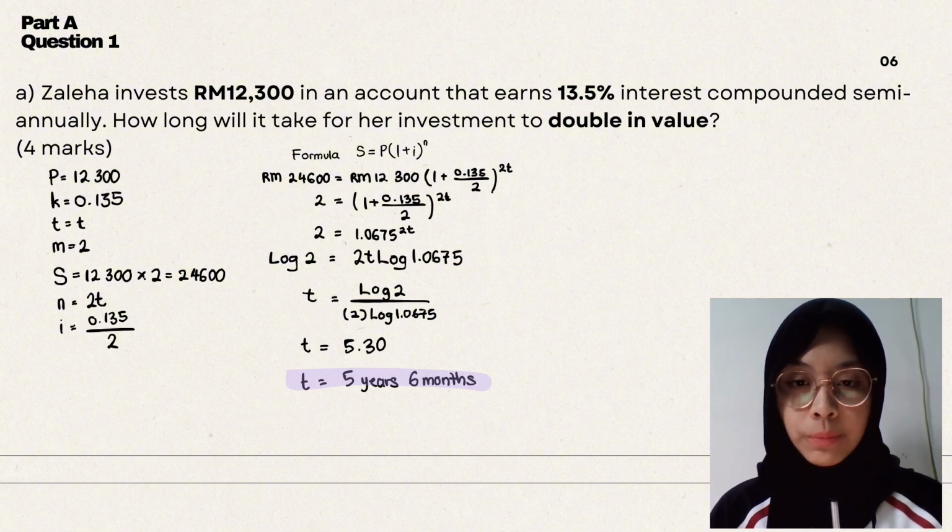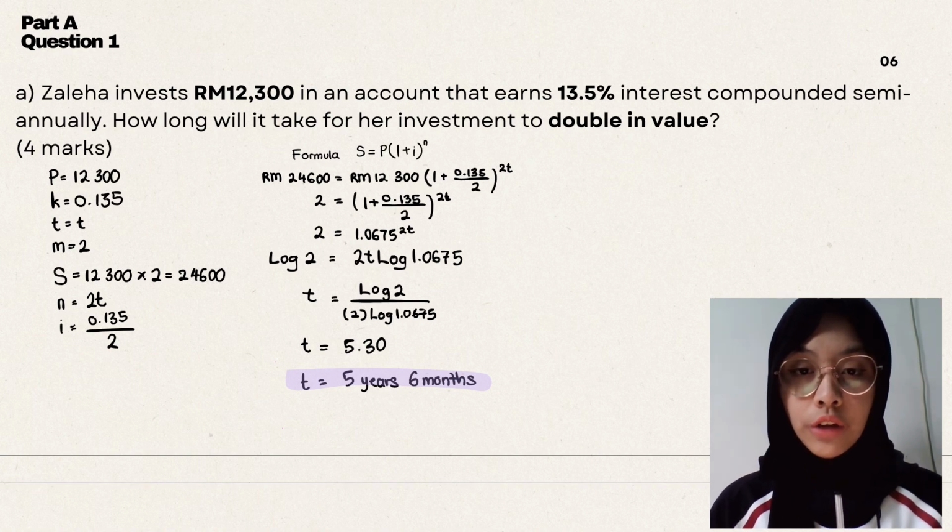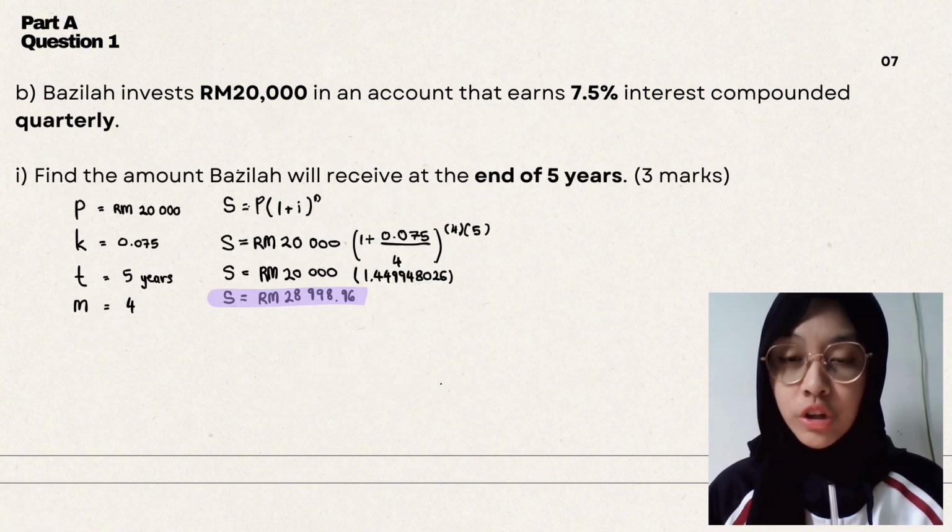In order to bring the power down, we need to use log. You will get log 2 equals 2t log 1.0675. We need to bring the log 2 to the right hand side, so we divide log 2 by 2 log 1.0675. The result of our calculation is 5.30, which is equivalent to t equals 5 years and 6 months.